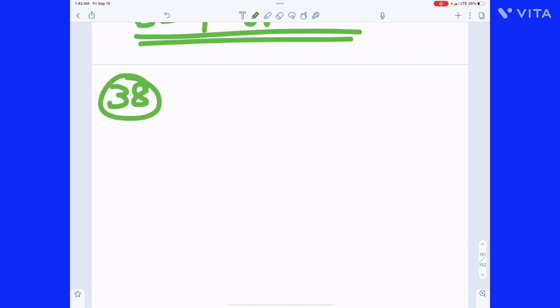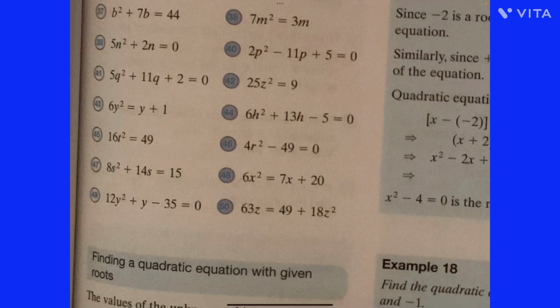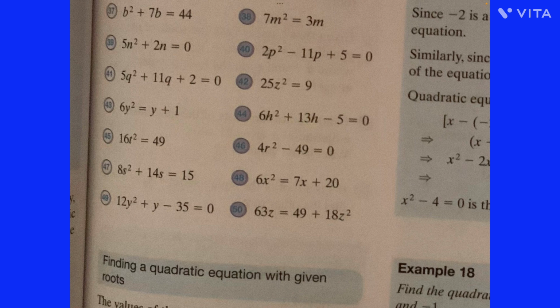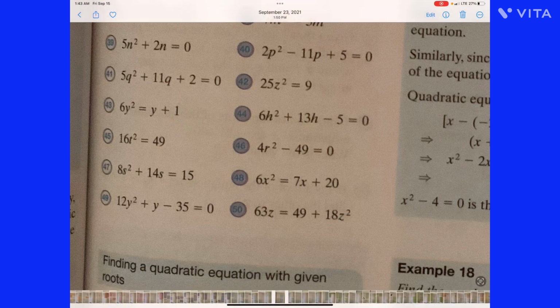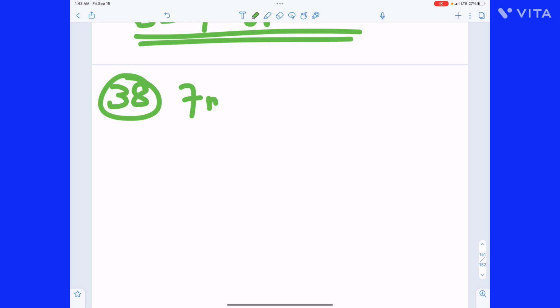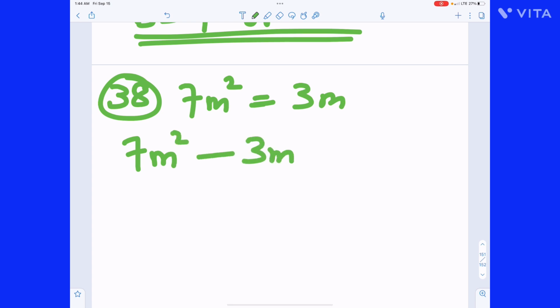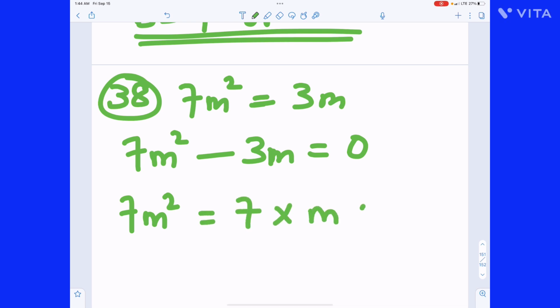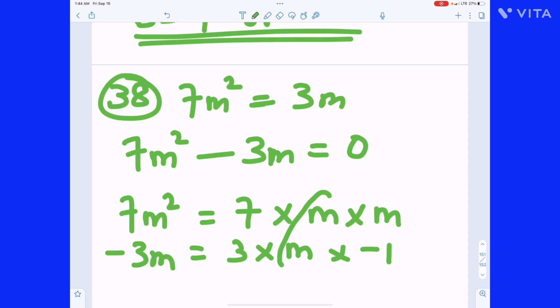Number 38 now. In 38, what do you have? 7m squared is equal to 3m. So here I'm to collect the terms together. 7m squared minus 3m is 0. m is common to this. We have done this several times. 7m squared is 7 times m, 3m is 3 times m, then the minus there. So the only common factor is what? m.